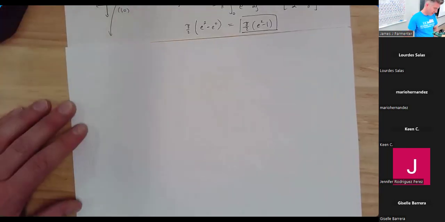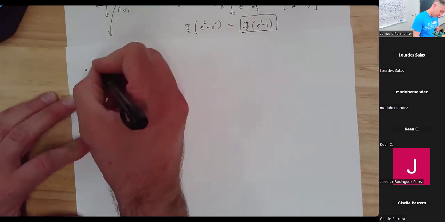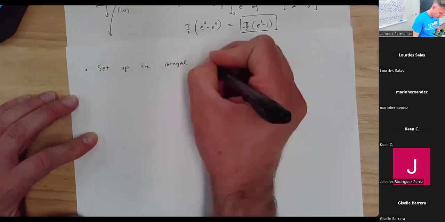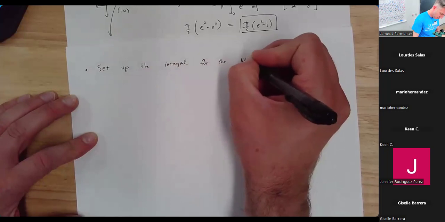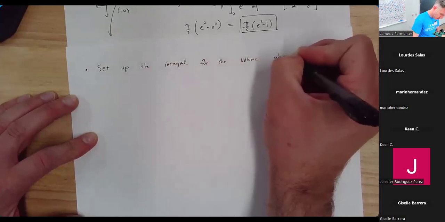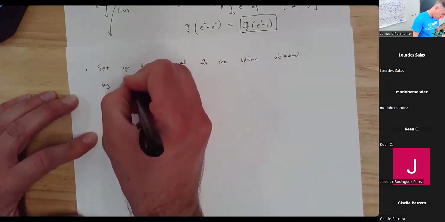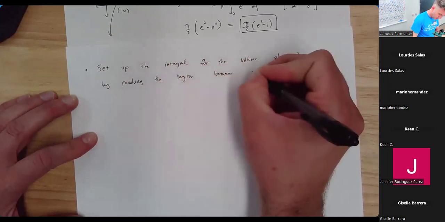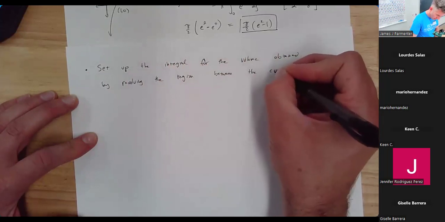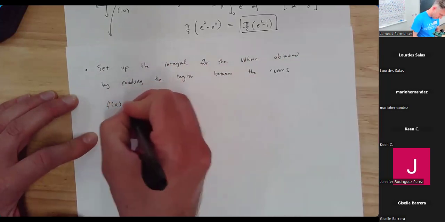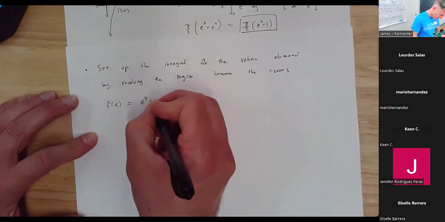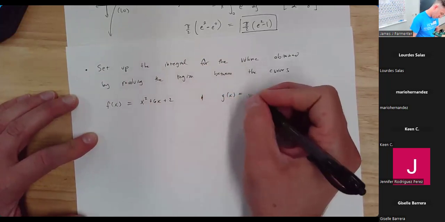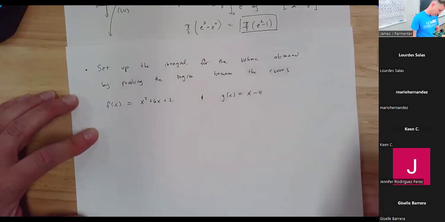So, same sort of deal. This might just be a setup. It's actually integrating might have been hard. We're going to set up the integral for the volume obtained by revolving the region between the curves f of x equal to x squared plus 6x plus 2 and g of x equal to x minus 4. That's probably going to work out all right.